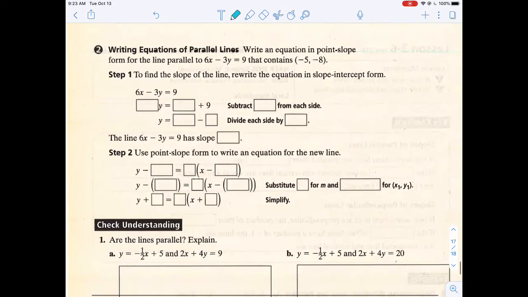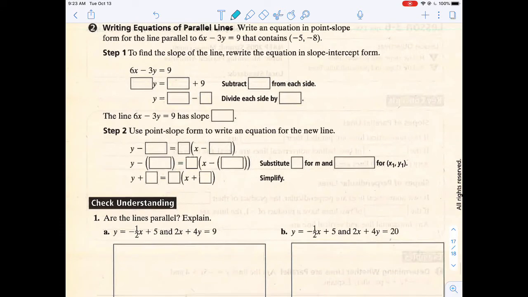Okay, let's keep working with this. Number 2, writing the equations of parallel lines. Write an equation in point slope form for the line that is parallel to 6x minus 3y equals 9 and contains the point -8. First thing we're going to do is rewrite this original equation in slope-intercept form.